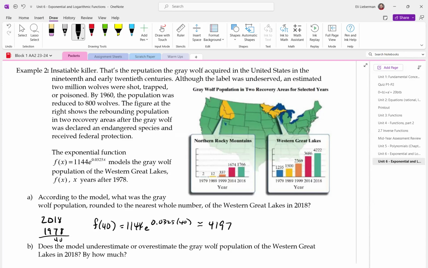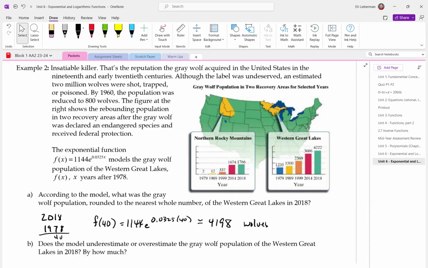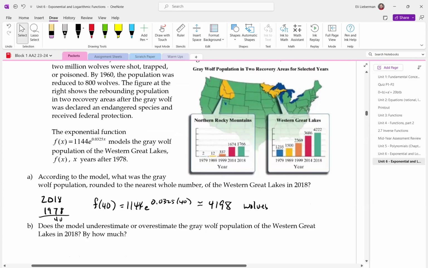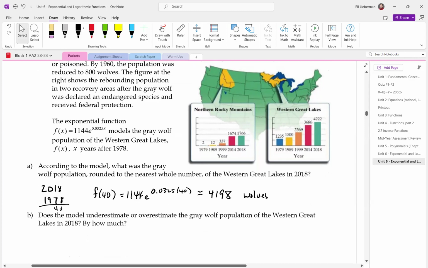4,197.7. Should we round to the nearest whole number? You could. I don't know. It's just a model. It's math. It's not like life follows that rule. It's just a way of estimating. And that would be wolves, specifically gray wolves in the Western Great Lakes. Does the model underestimate or overestimate the gray wolf population of the Western Great Lakes in 2018?